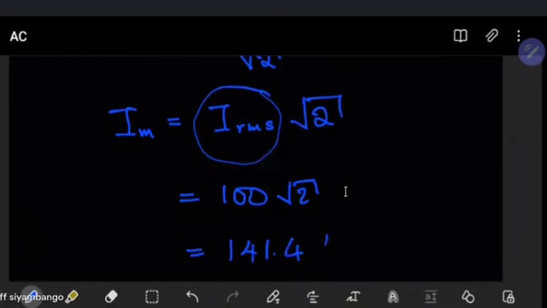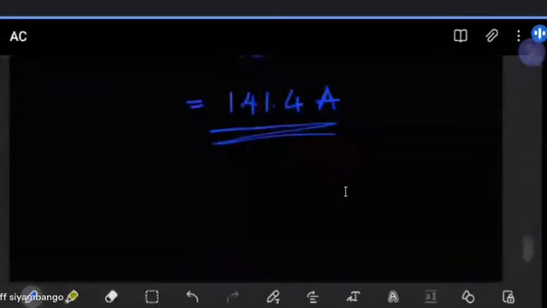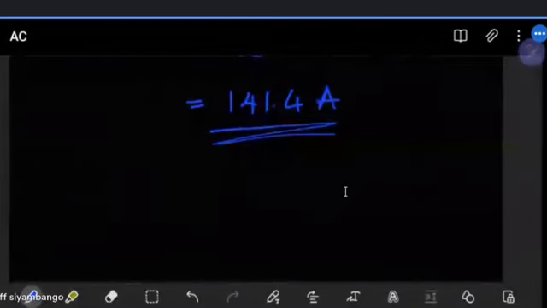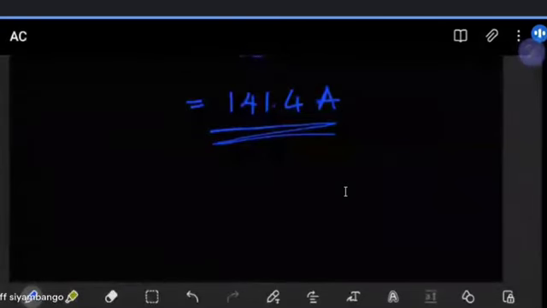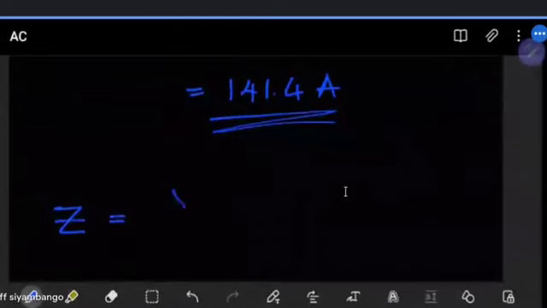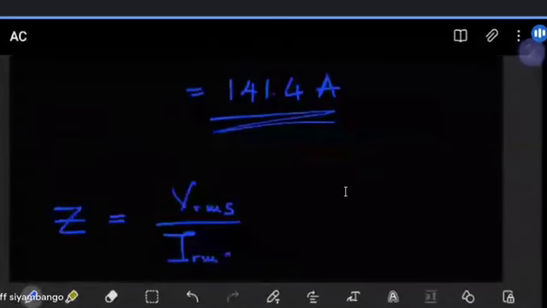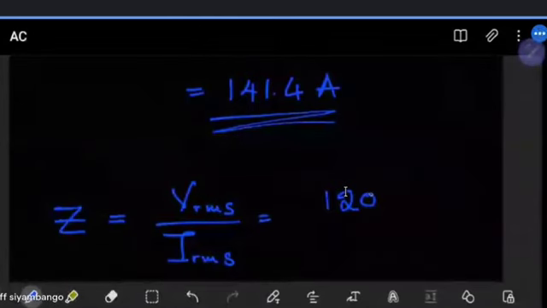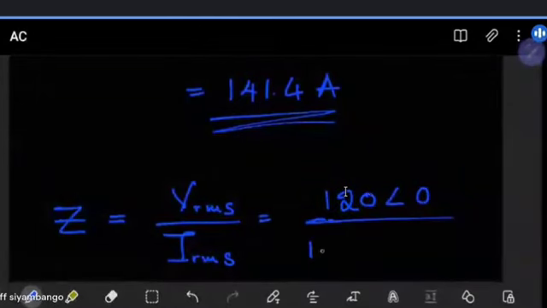The last part is the load impedance. Well, since you have VRMS and IRMS, just divide them. It doesn't matter. They both have a root 2, so the root 2 will cancel so that you only remain with IM and VM. So to find the load impedance there, Z, what you need is just VRMS divided by IRMS. So we already have what the VRMS was. You remember this was 120 phase 0. You just have to divide this by the IRMS. And we saw that IRMS was 100, then phase minus 31.1 degrees.